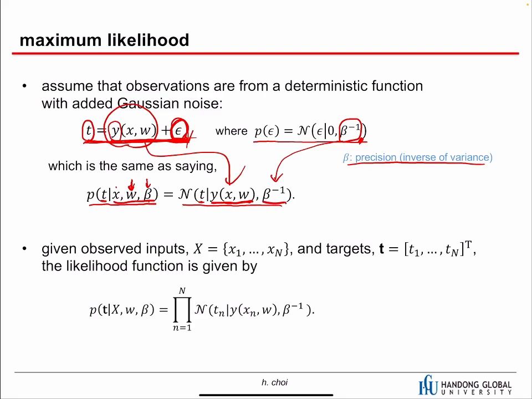Then given the observed input x and the target t, the likelihood function is given by this. We already talked about the likelihood of a single input x and t. Then when we have n samples, we have a product, because we assume that the samples are IID. Most of the time in pattern recognition, we assume that. Then we just multiply this Gaussian distribution n times. So basically the same equation here. Now we have a likelihood function.